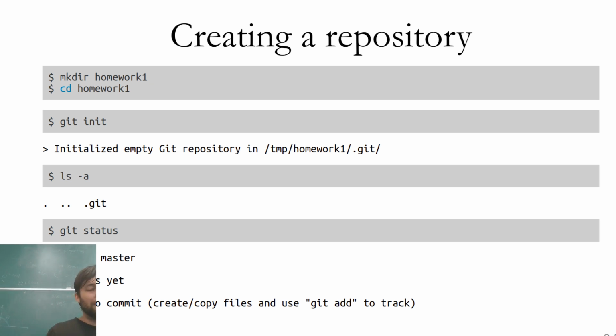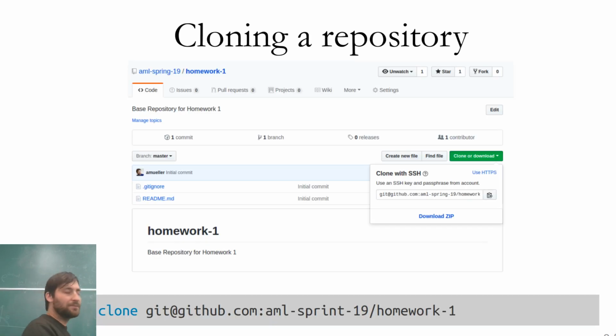I'll talk a bit more about GitHub later, but just to illustrate how you get a repository there, this is how you probably actually will get your homework repository. You create a repository and then you clone it using git clone, and then this URL. Oh, I don't have a mouse here. If you click on the clone and download, it'll show you a URL here.